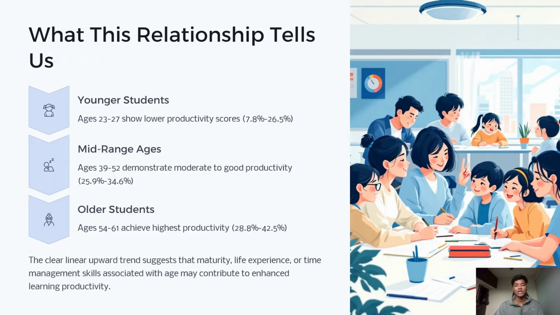Now, what does this relationship mean? Our results reveal clear trends. Younger students, lying from 23 to 27 age group, have noticeably lower productivity. Mid-age students, around 39 to 52, show steady improvement. And older students, around 54 to 61, consistently achieve higher productivity levels. This may be due to greater maturity, better time management, stronger focus, or clear goals that often come with age.